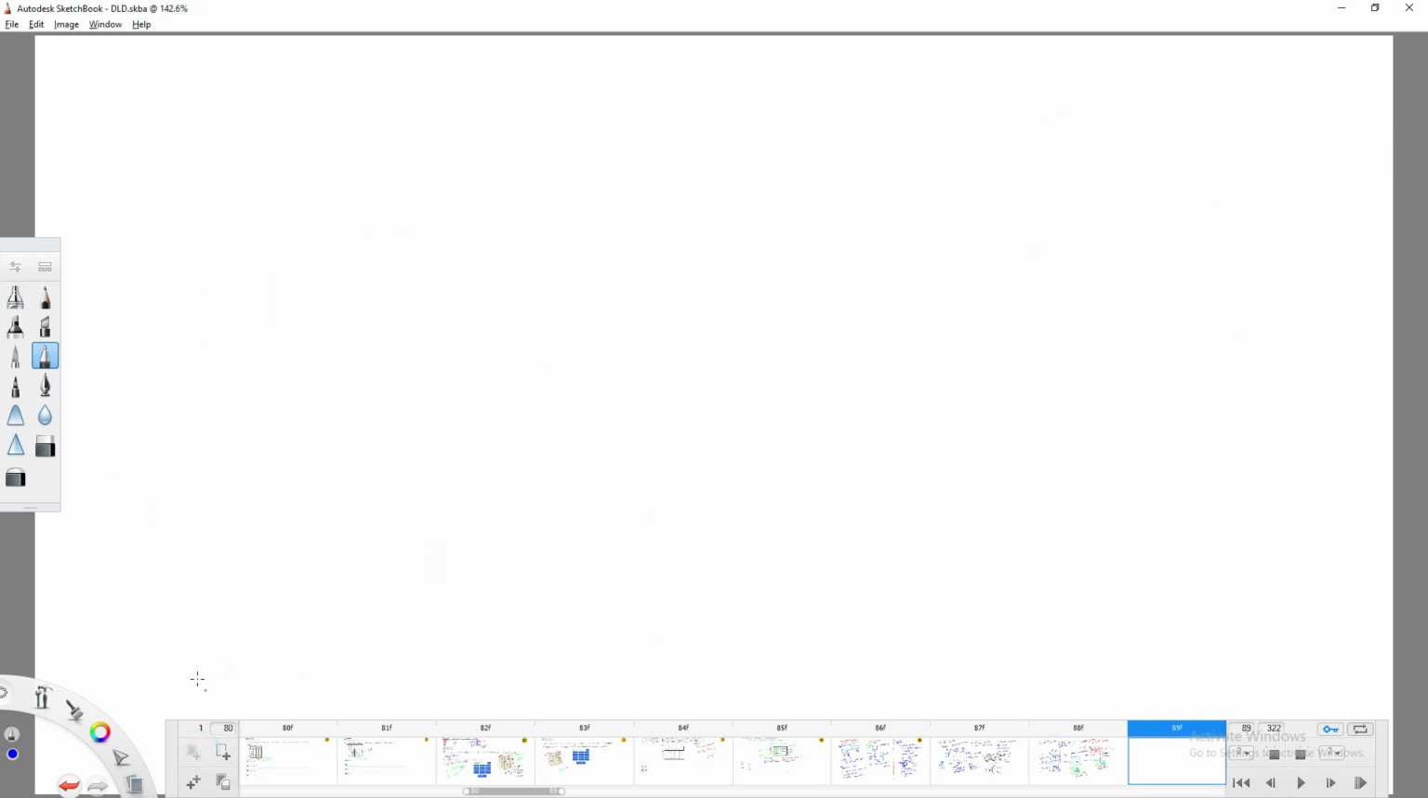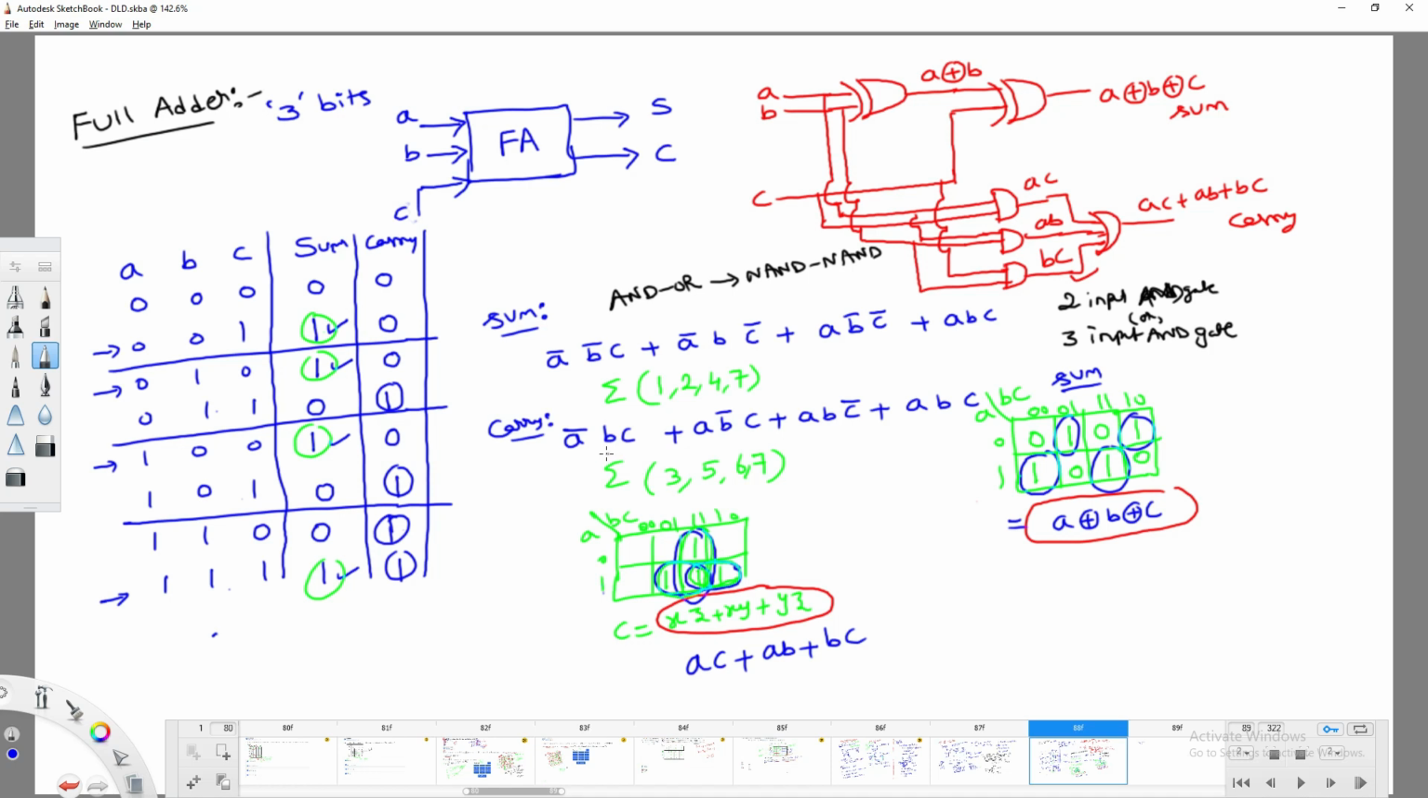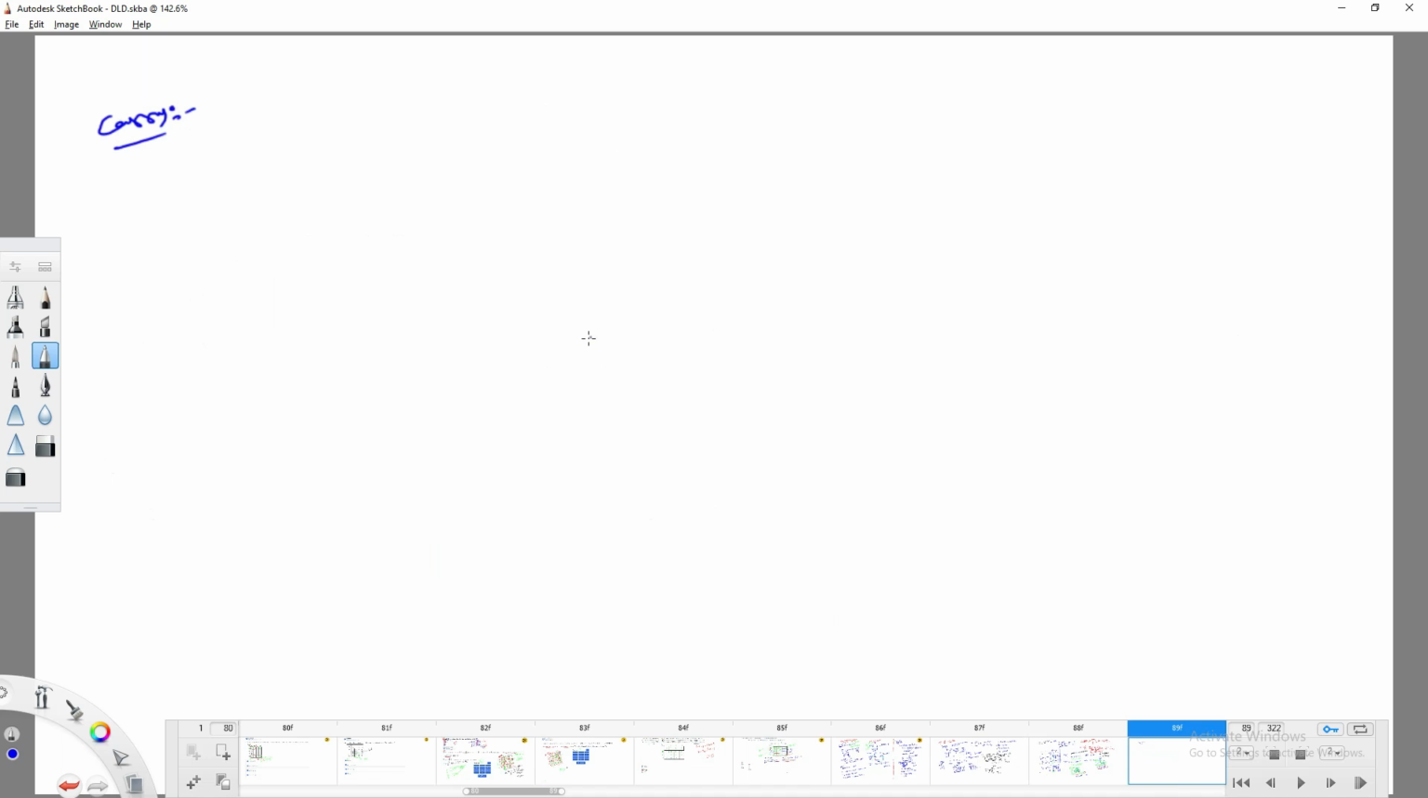See, observe. If I take the carry expression, what is the carry expression here? A bar BC, that is summation of 3, 5, 6, 7. If you take this one, this is A bar BC, and how are we going to get 5? A B bar C, and 6 means A B C bar. 7 is A B C.